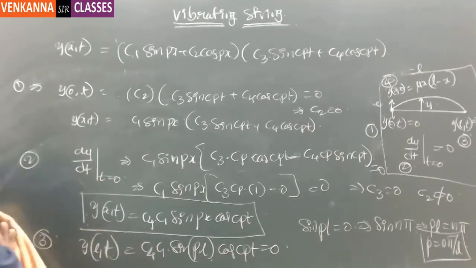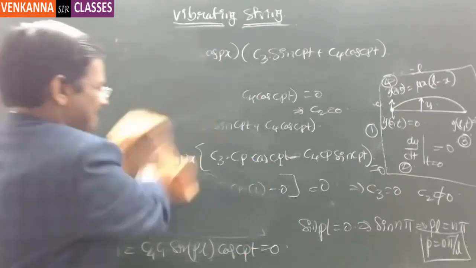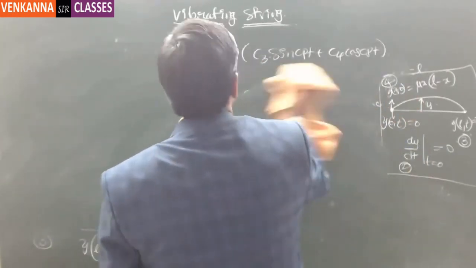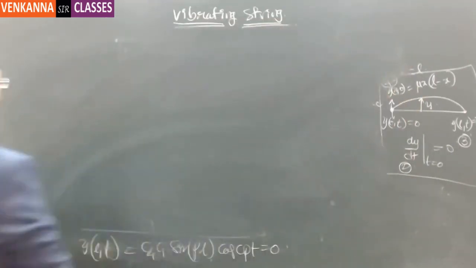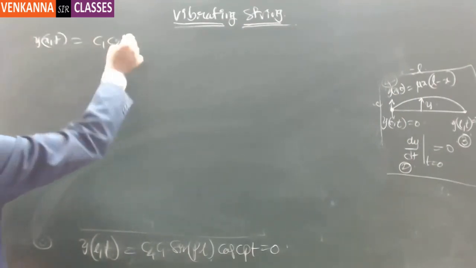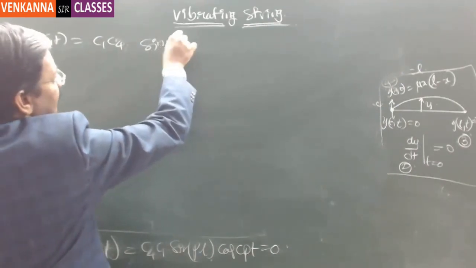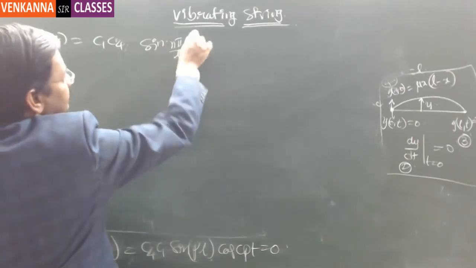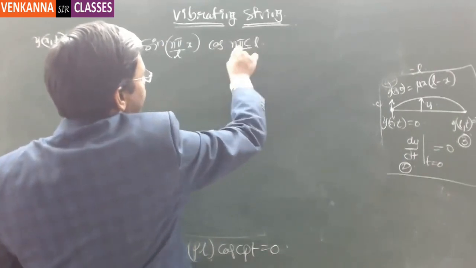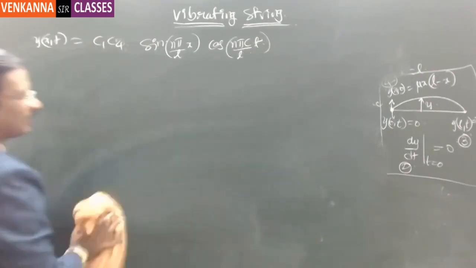Okay. Then the last boundary condition is... so the final solution whatever we have got is y of x comma t is equal to C1 C4 sin n pi by L times x cos n pi c t by L. So this is the equation we have got after substituting all the three boundary conditions.